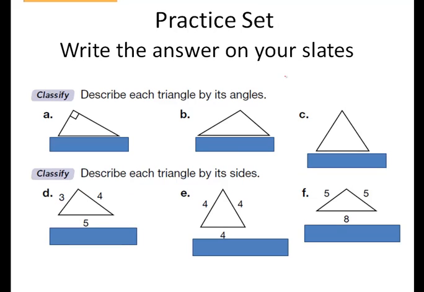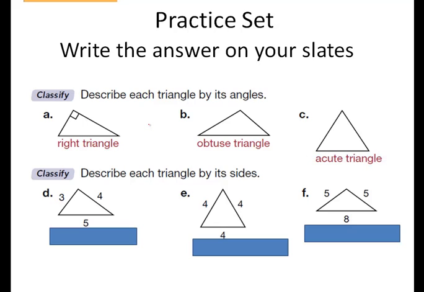All right, let's see it. Here's your practice to see if you got it down. Describe for me what angle A is. What kind of angle is that? Does it have three sides the same length? No, it doesn't. So it's a right triangle. What would angle B be? What do you think it is? It's an obtuse triangle. And angle C is an acute triangle.